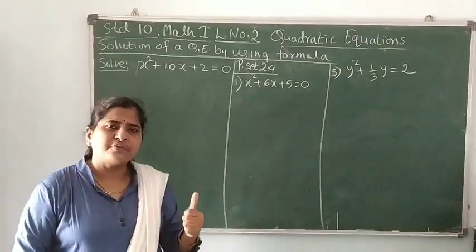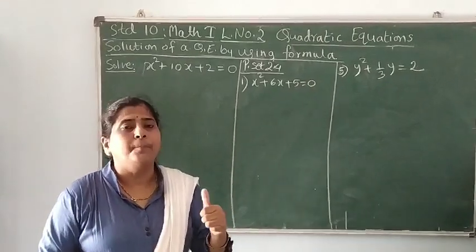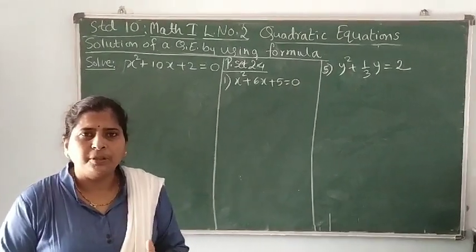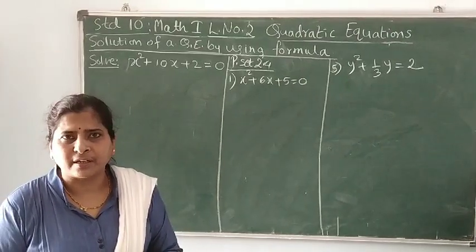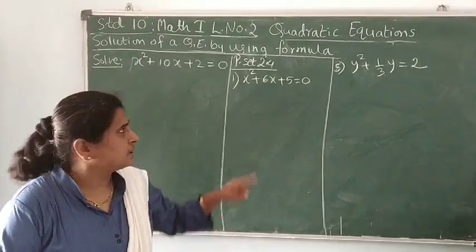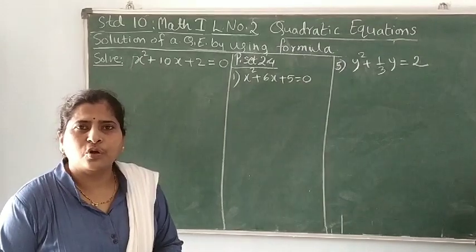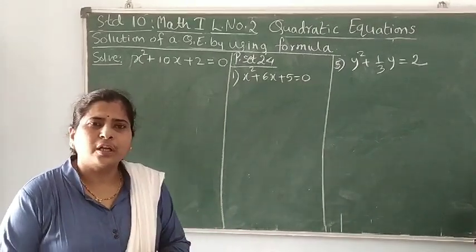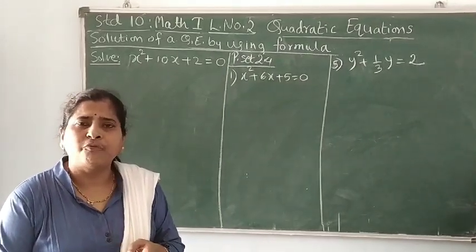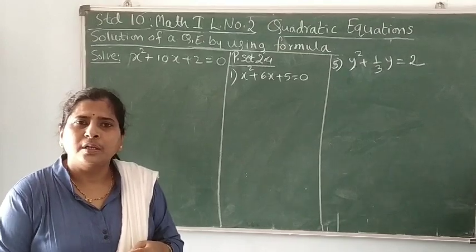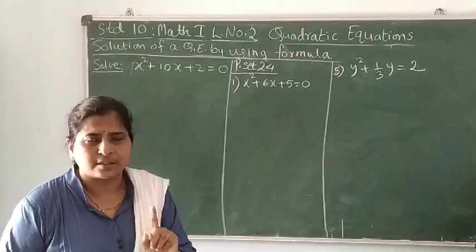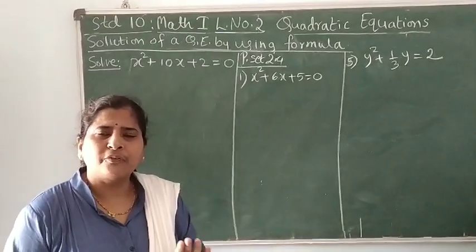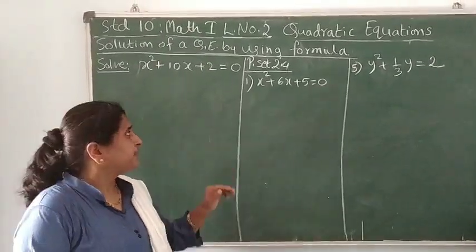In the previous video we have seen one method, the completing square method, which can be used for the quadratic equation which cannot be solved by factorization. Like that only, this is another method to solve, by formula. So there are two methods, completing square method and formula method, which you can use for a quadratic equation which cannot be solved by factorization method. Which one is easier for you? You can use that.